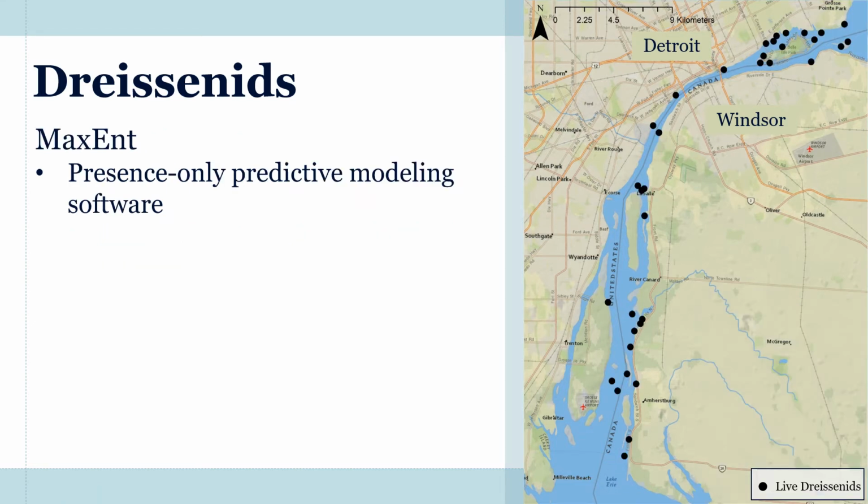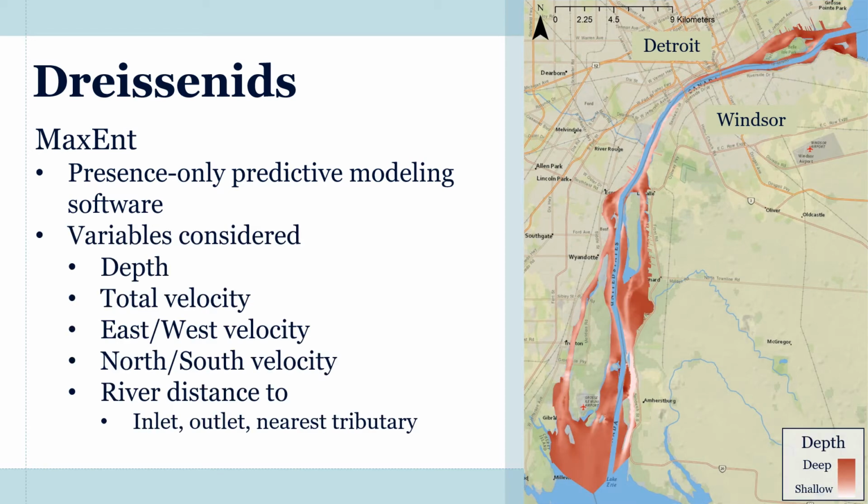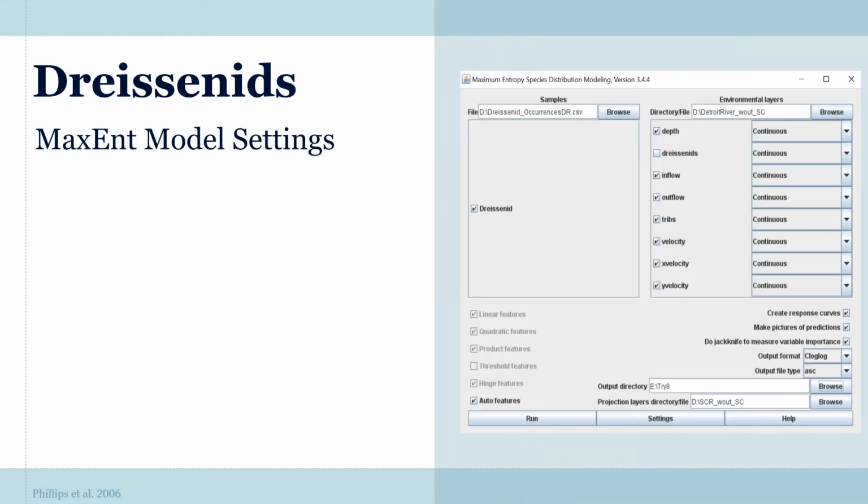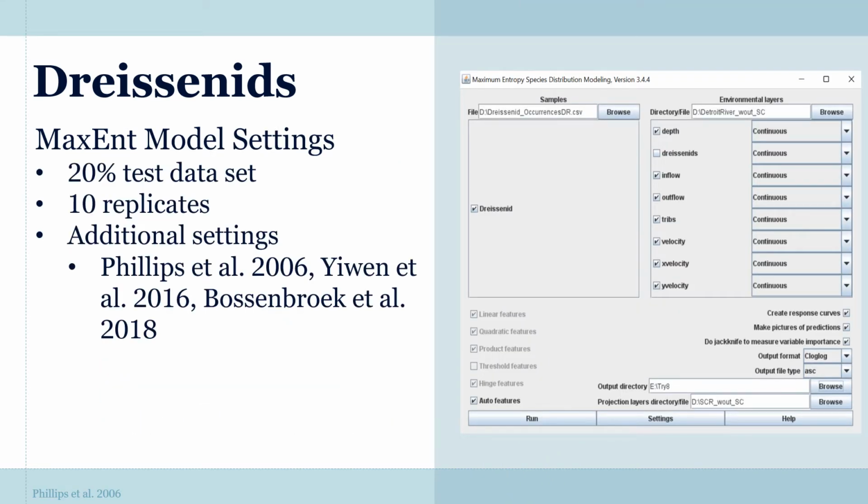Now I used our Dreissenid present sites and Maxent, which is a presence-only predictive modeling software, to create a species distribution model for the Detroit River. The variables I considered were depth, total velocity, east-west velocity, north-south velocity, and river distance to the river's inlet, outlet, and nearest tributary. Within Maxent, I split the presence data into 80% training data and 20% test data, and each model creation went through 10 replicates. Additional settings were based on these previous papers.